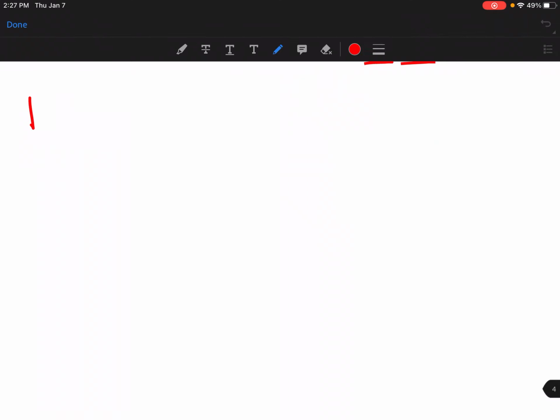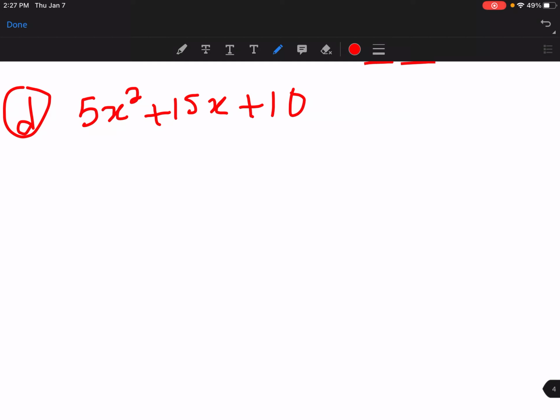All right, moving on to letter D. If I have 5x squared plus 15x plus 10. Now, this time my a, it's no longer 1. I have 5x squared.